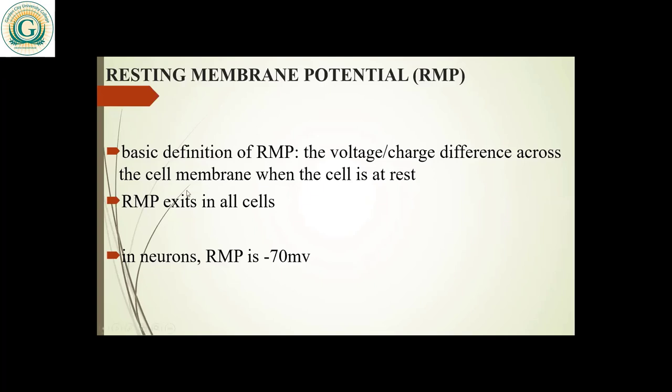And we are saying resting membrane potential exists in all cells, in every cell. So when a cell is not performing its function, it has a particular voltage difference across the cell membrane. And voltage difference is just the ionic differences across the cell. Sodium is high outside than the inside. That creates an ionic difference or voltage difference. Potassium is high inside than the outside. That creates a voltage difference.